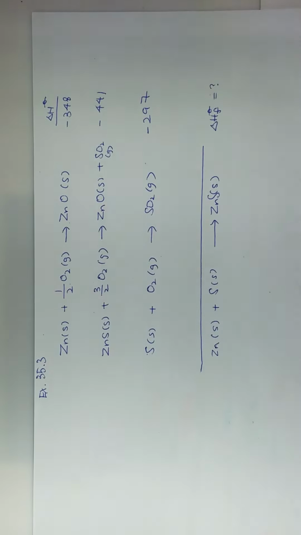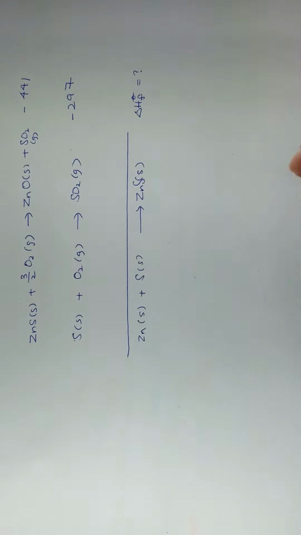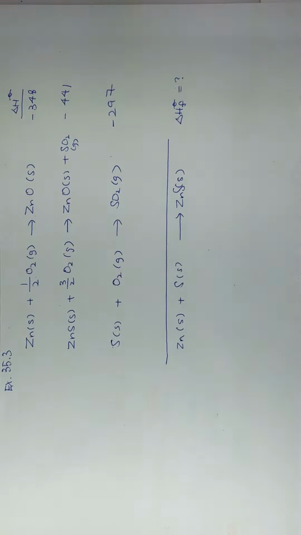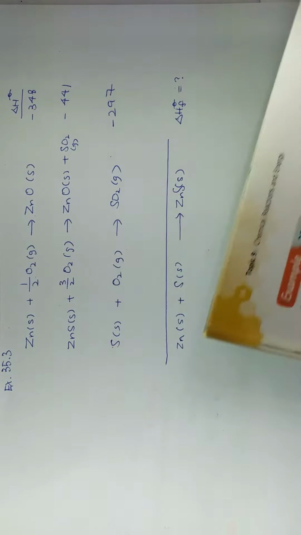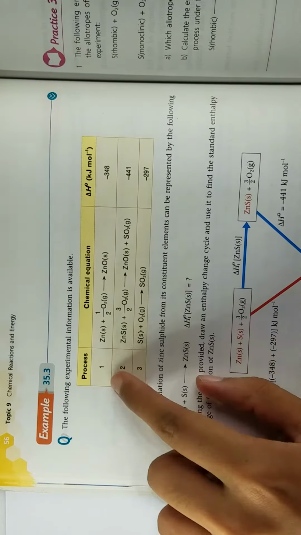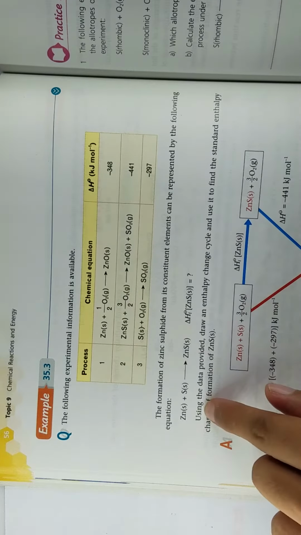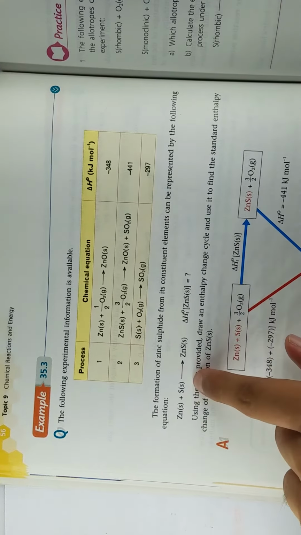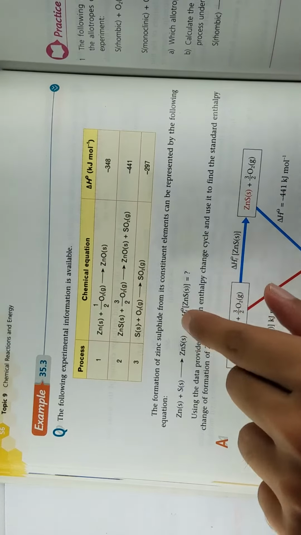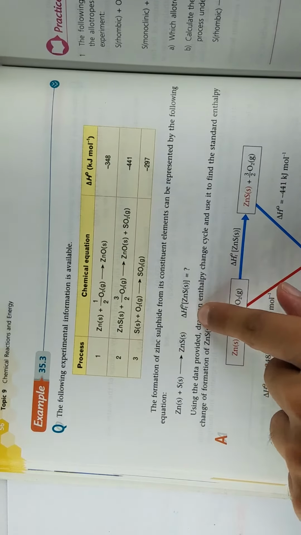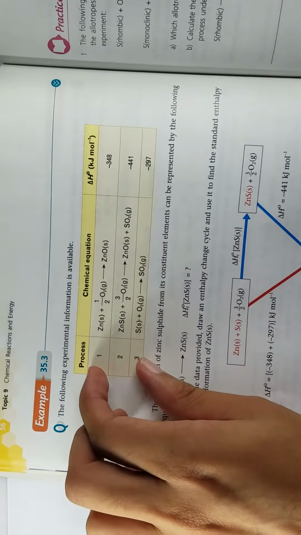Okay, we move on to another example, which is on page 56. This one talks about how you can draw an enthalpy change cycle. So the question on page 56 has been mentioned like this. They give you the intermediate steps which we require to form the final equation, which is zinc plus sulfur equals zinc sulfide. So they want to find the enthalpy change of formation of this one using these three. So the approach is the same.